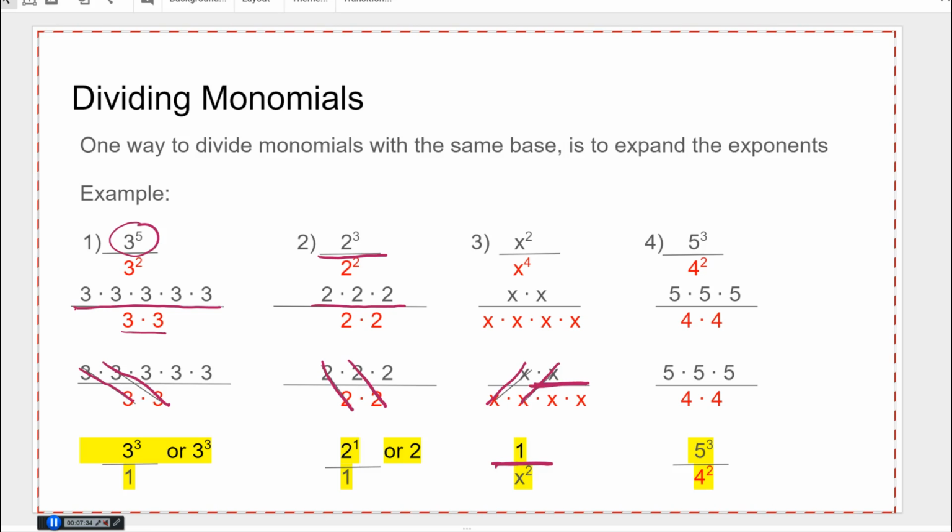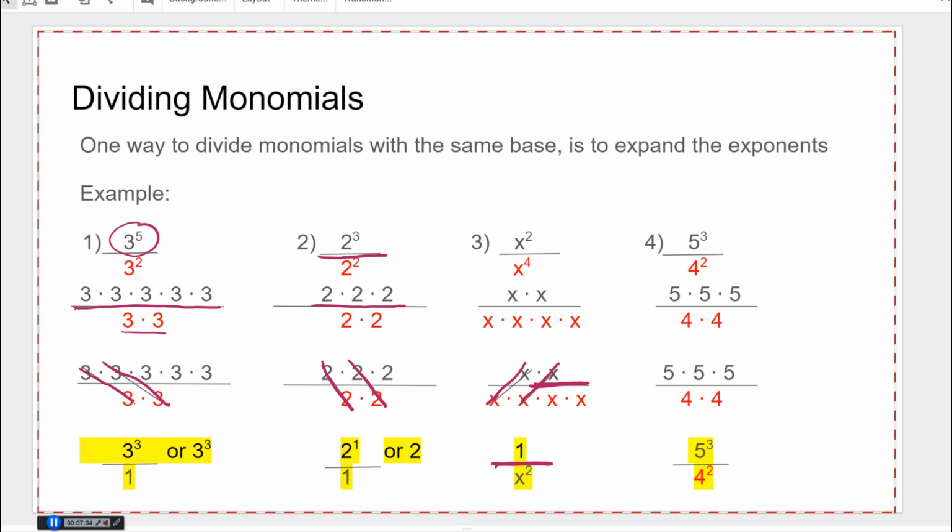They have to stay on the bottom. Now we can't just have floating denominators, so we put a 1 placeholder on top. Here we have a similar problem to earlier. 5 and 4 do not have the same base. So when I expand, there's nothing to cross out. So the answer just remains 5 to the third over 4 to the second.